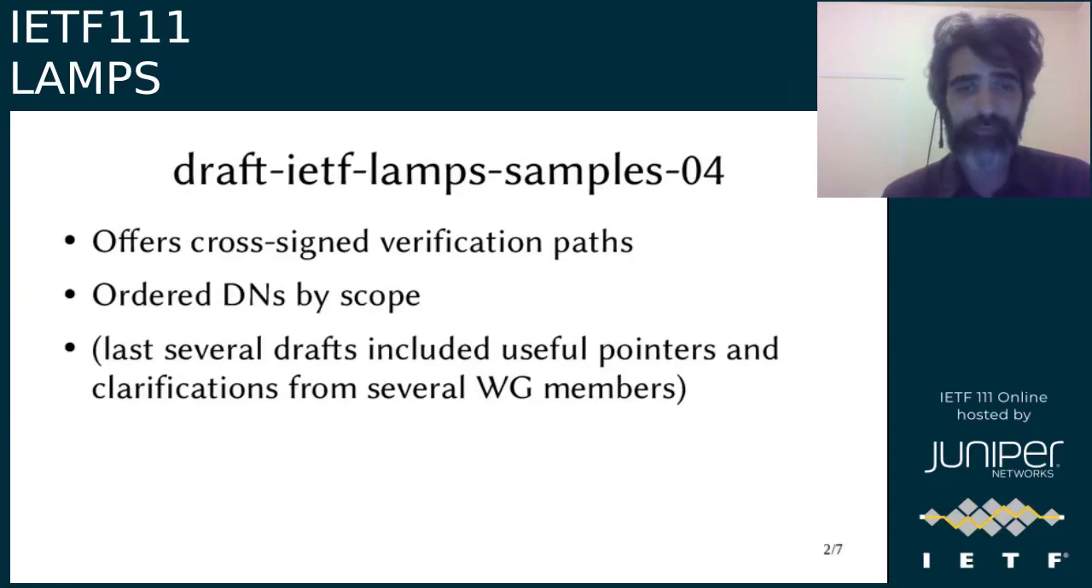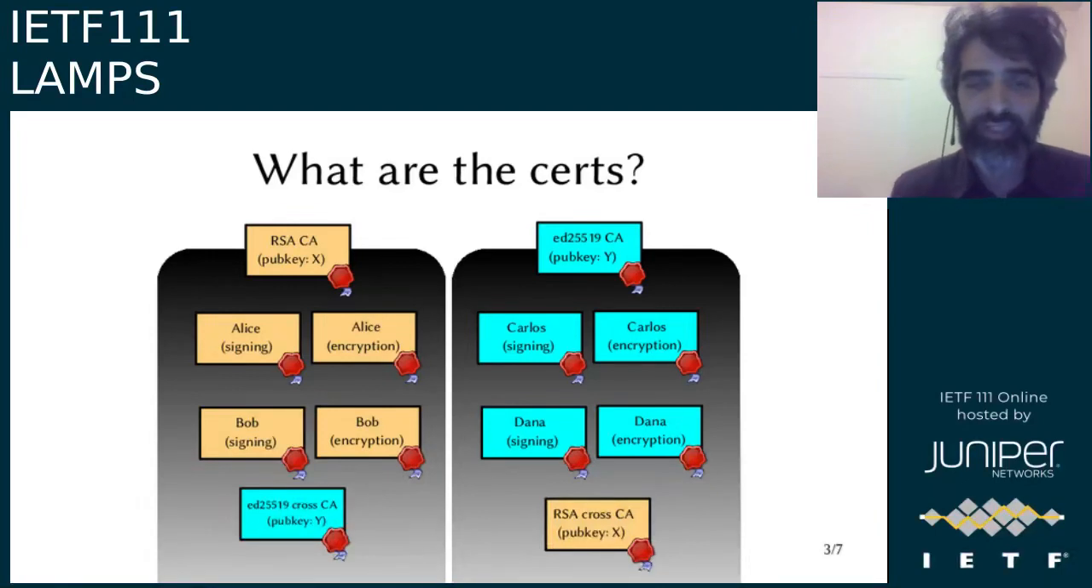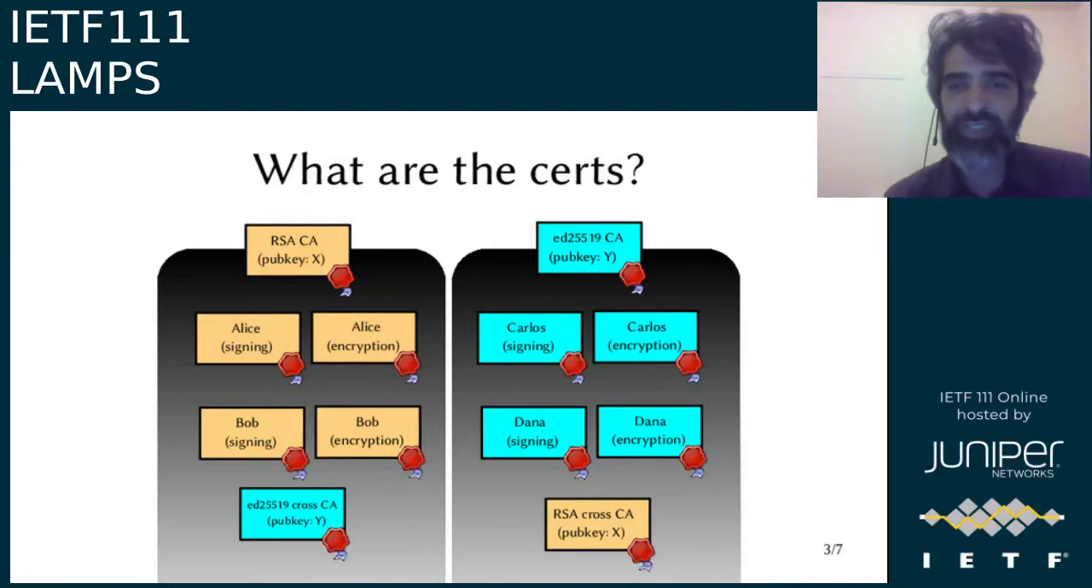Next slide, please. The certs that are in the draft, there's a bunch of them. As you can see from this, there are about 12. There are 2 root certificate authorities using different cryptographic mechanisms. The yellow here means RSA. The blue means curve 25519. For signing, obviously that's ED25519, and for encryption, that's X25519.